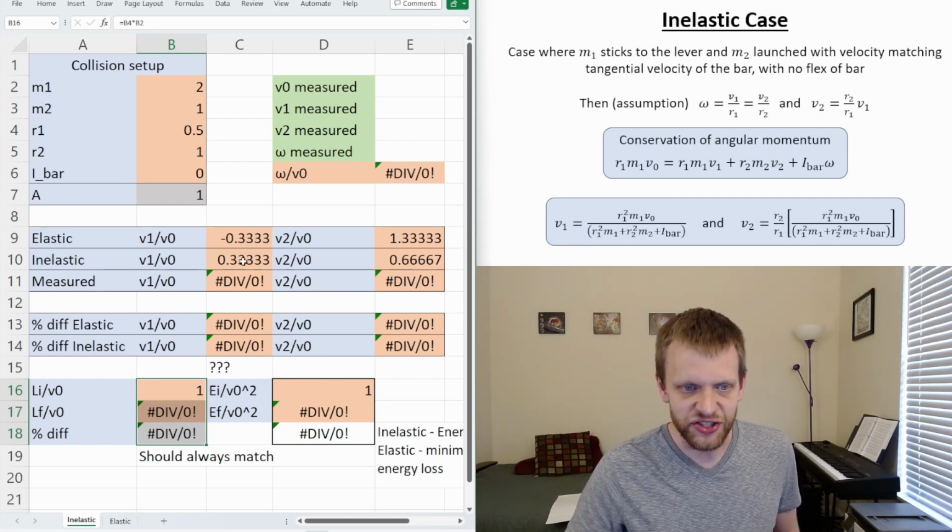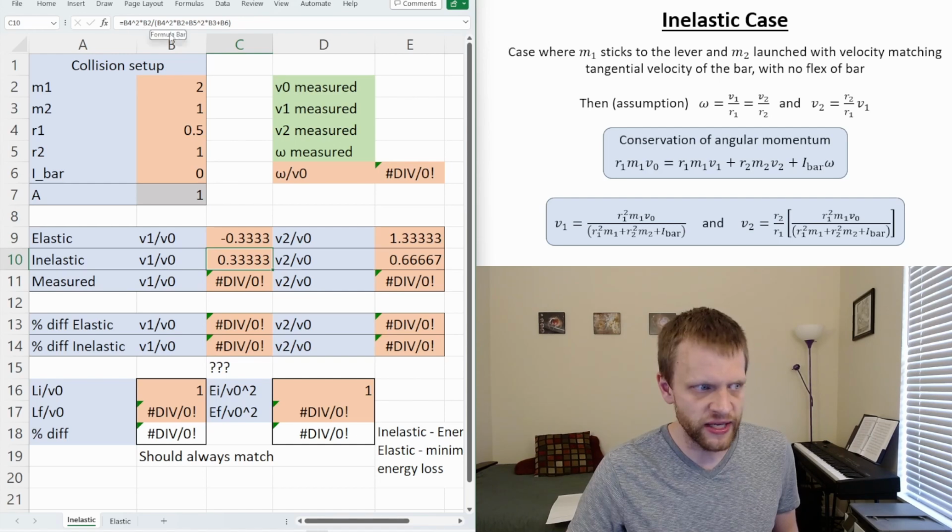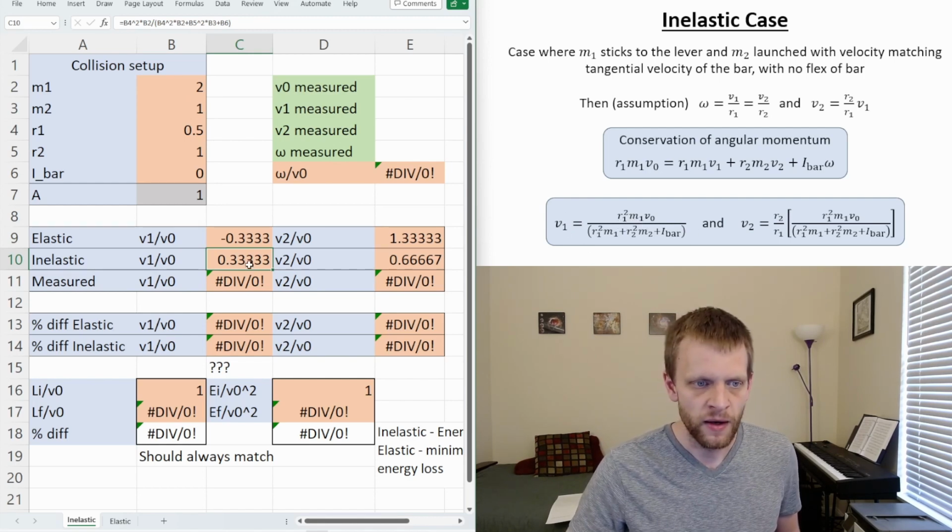When we look at this inelastic case, this equation up here is actually plugging in this specific equation. So when we get R1 squared times M1, well, cell B4, that's R1, we square it, times B2, that's M1. Divided by this other combination of terms, you can check it yourself. It should match up with R1 squared times M1 plus R2 squared times M2, that's this term and this term, plus that moment of inertia of the bar, that's cell B6.